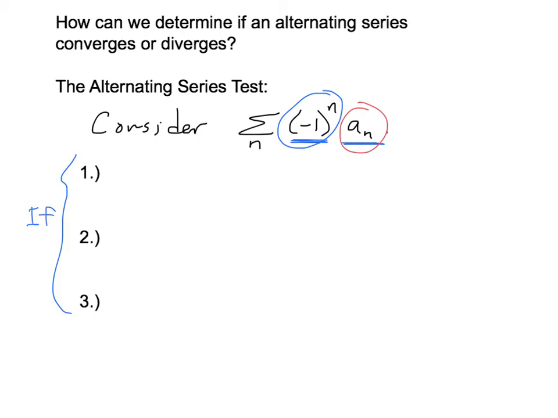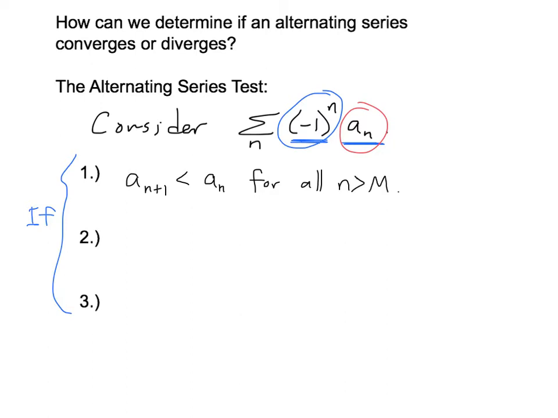The first requirement is that we need a sub n plus 1 to be less than a sub n for all n greater than some value m.